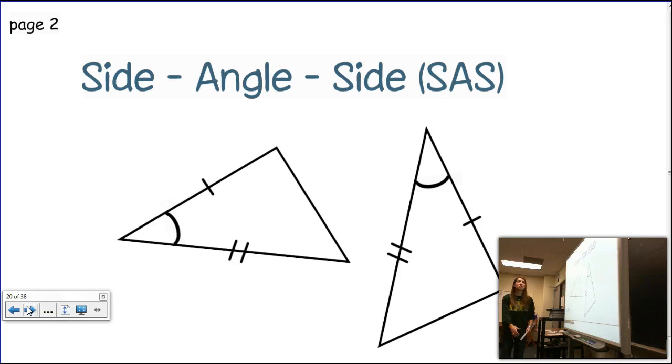There we go. Page 2. Go to page 2. The one right next to side, side, side is called side, angle, side. Sassy. Staple it right. It's our sassy postulate.